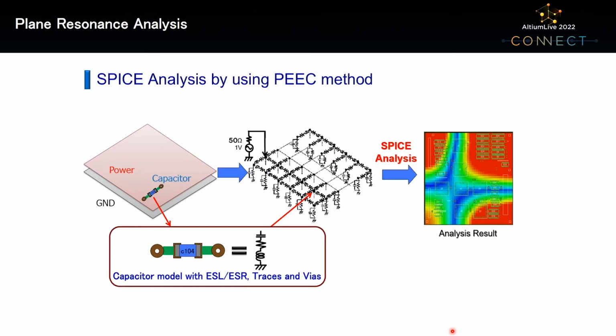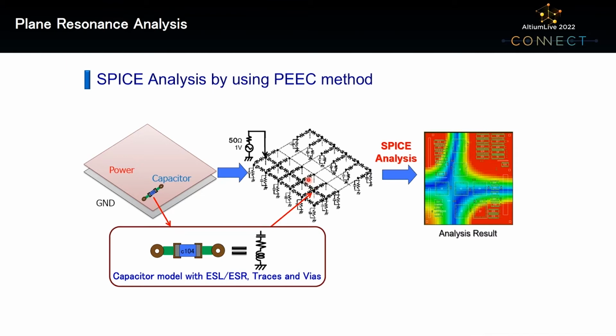Another calculation method is SPICE analysis using the peak method. In this case, the voltage plane and ground plane are cut into mesh panels and converted to LCR models in each mesh. Capacitors on the plane are converted to LCR models, including ESL and ESR, with pulled-out traces and vias. Then they are connected to the nearest mesh node.